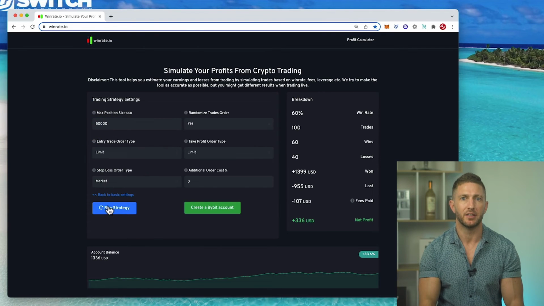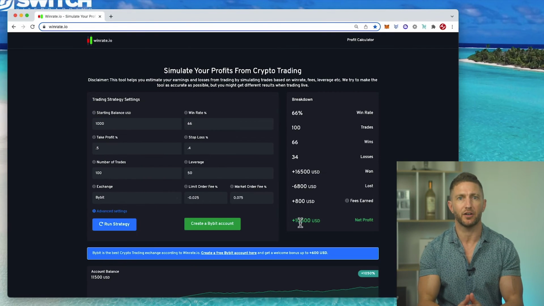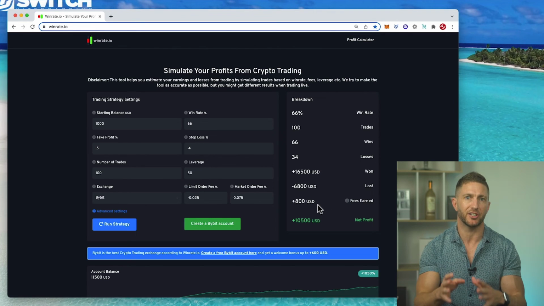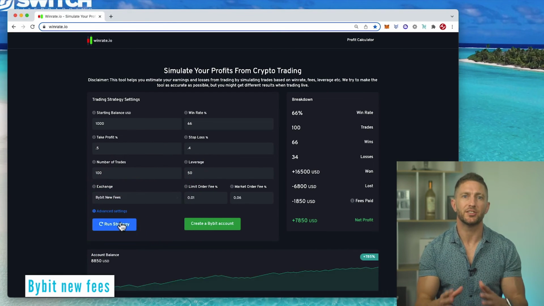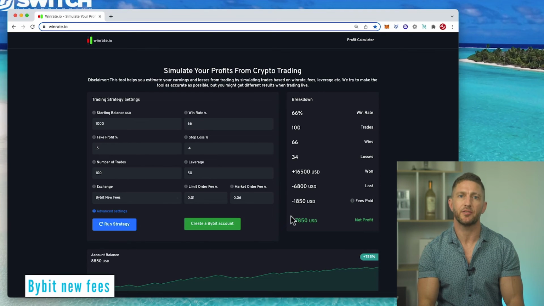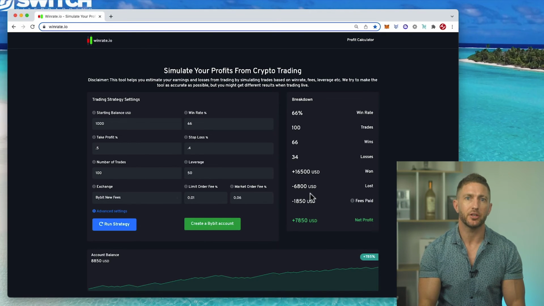Let's run this now. And as you can see, we make $10,500 profit, and we actually earn $800 in fees, which helps accelerate those gains. Now, let's change the Bybit fees to their new amount and run the strategy again. You can see our net profit reduces all the way down to $7,850. That's because instead of earning $800 in fees, we're now paying $1,850 in fees.